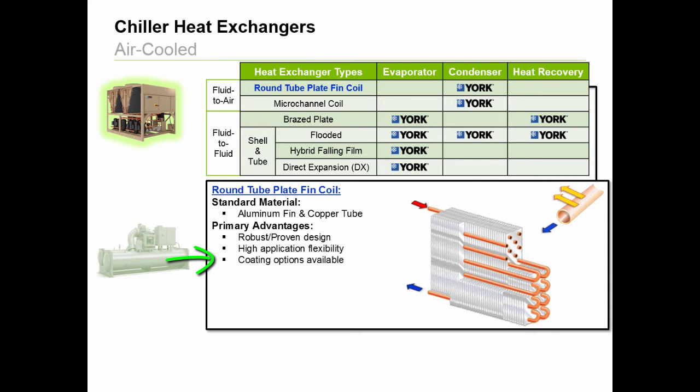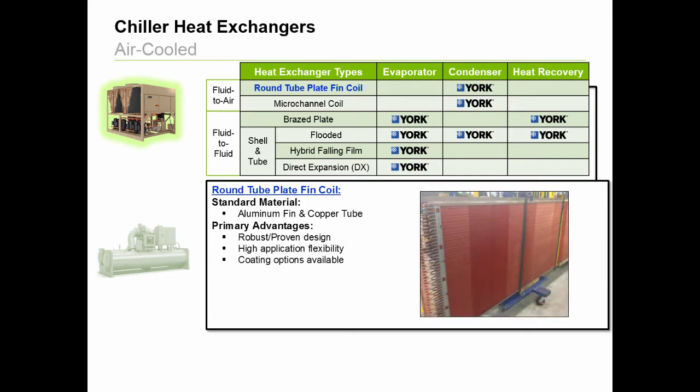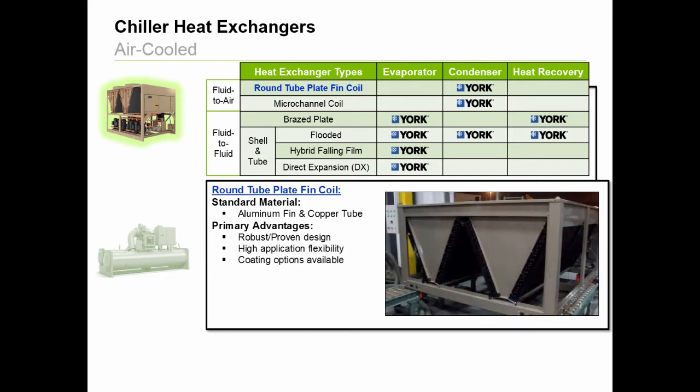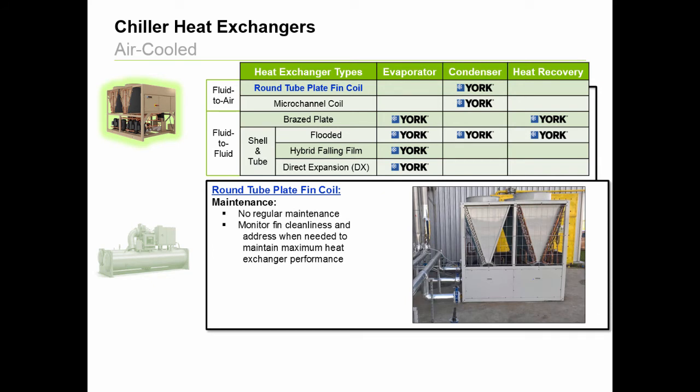Lastly, there are several coil coating and material options available to support local application needs, such as copper fin copper coils and electrostatic epoxy coating, which I'll discuss in more detail shortly. These options are commonly utilized in coastal or harsh industrial environments, where the standard copper aluminum coil would have a higher susceptibility to galvanic corrosion due to their dissimilar metal bond. Regarding coil care, there are no standard maintenance requirements. However, facility owners or operators should monitor fin cleanliness and care for the coils as needed to ensure maximum performance.